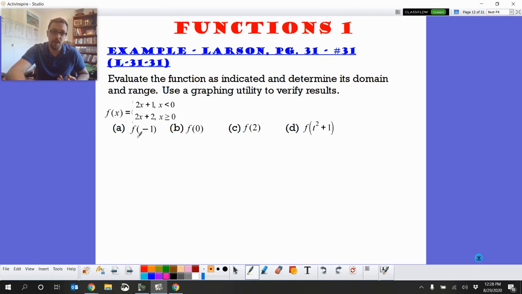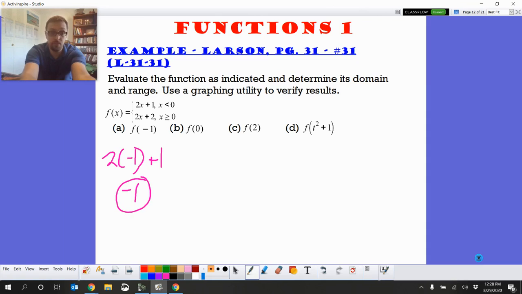So here, if we want to do f of -1, I want to say, okay, well, is -1 less than 0? Yeah, it is. So I want to do this top thing, and I'm not going to do the bottom thing. So I'm going to do 2 times -1 plus 1. Which is -2 plus 1, so it's -1. So f of -1 is -1.